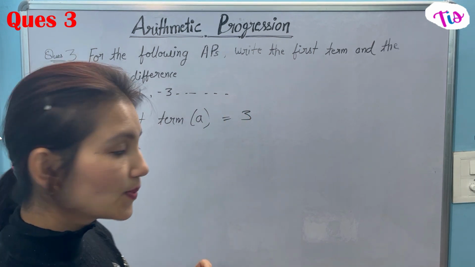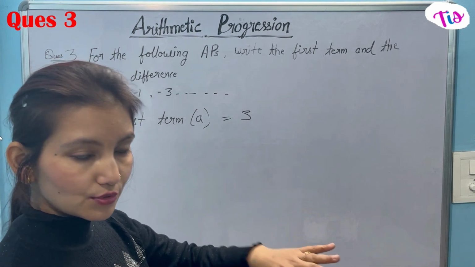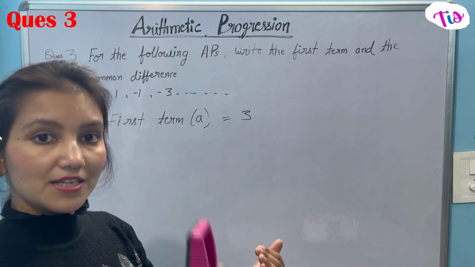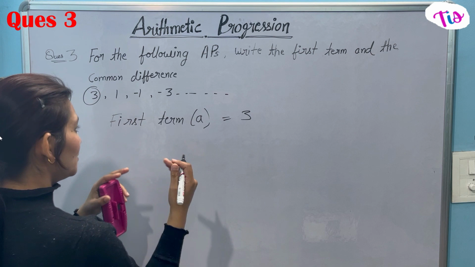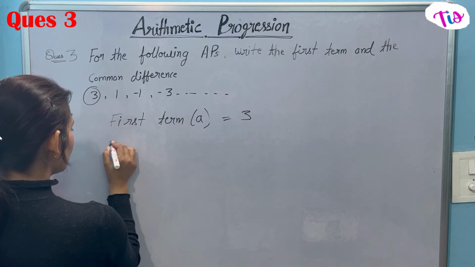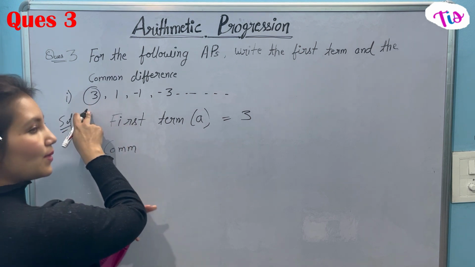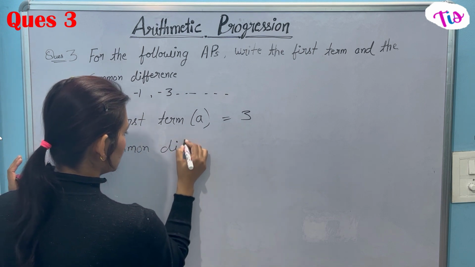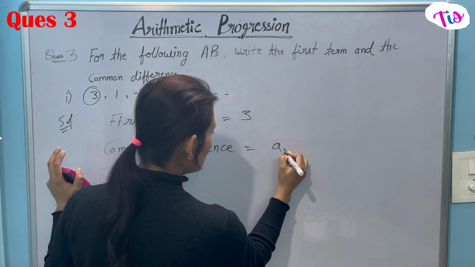And what is the common difference? Common difference is the difference of 2 consecutive terms. So how can we find out the common difference? Either A2 minus A1, or A3 minus A2, or A4 minus A3. You can find it by subtracting any of these terms. Here we'll just subtract A1 from A2. So common difference will be A2 minus A1.